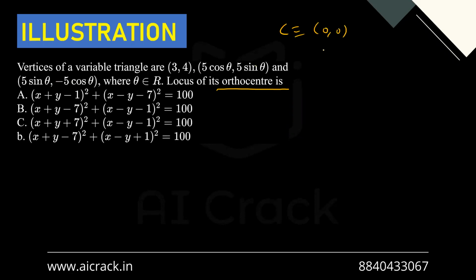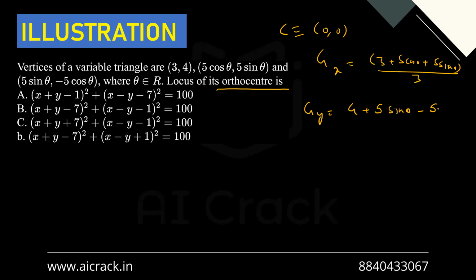Now the centroid is easy. For the centroid, we can find it by adding these 3 and dividing by 3. So Gx would be (3 plus 5 cos theta plus 5 sin theta) divided by 3, and Gy would be (4 plus 5 sin theta minus 5 cos theta) divided by 3. So we have got the coordinates.